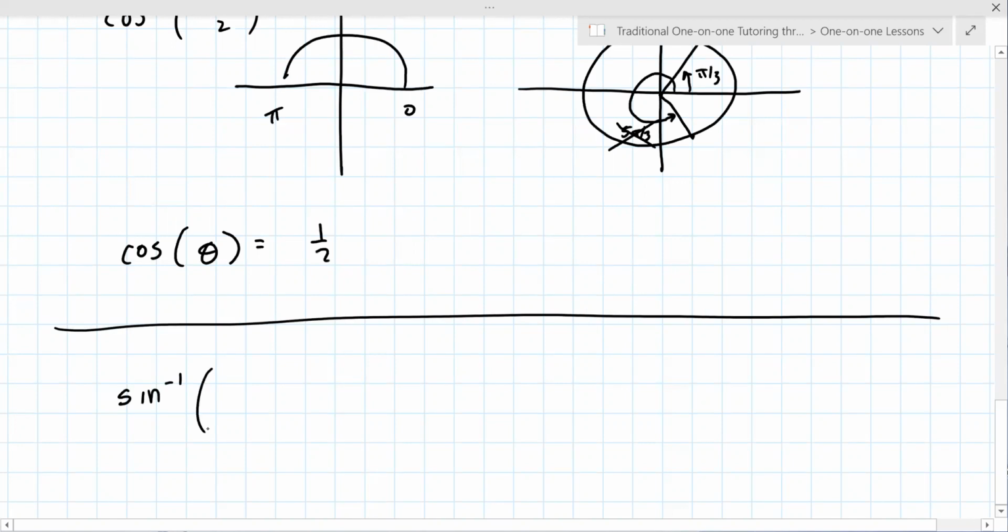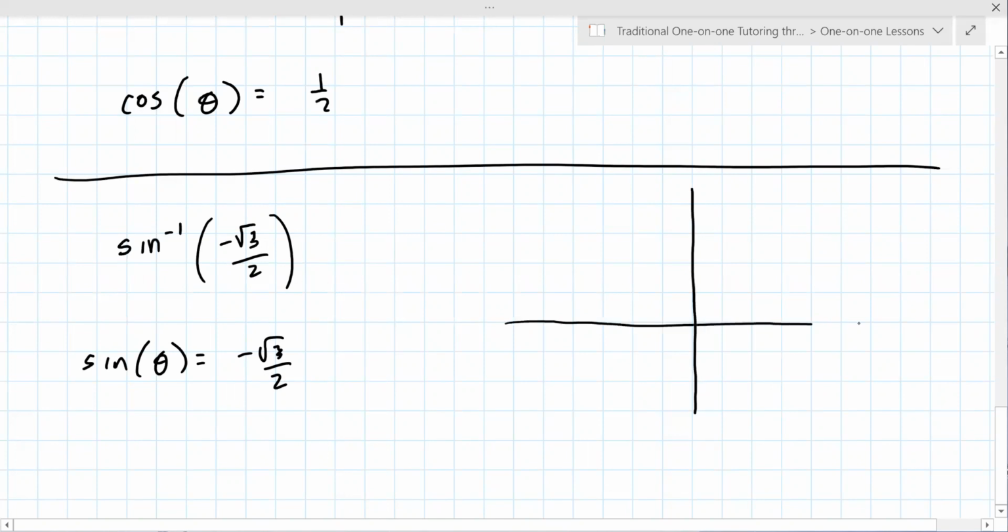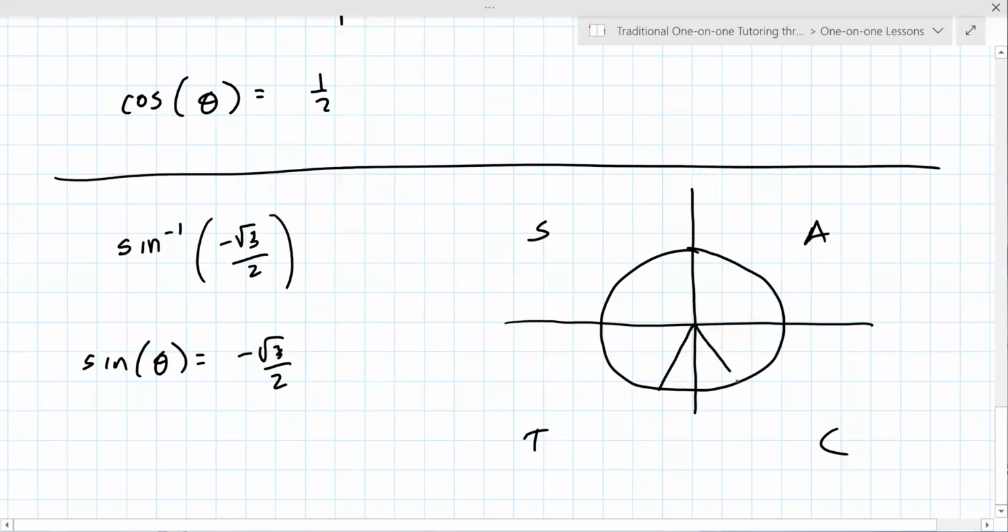So let's do sine inverse of negative square root of 3 over 2. Again, it's really saying the sine of what angle is minus square root of 3 over 2. This is what you think, but you don't write because it's not completely correct. You go to the unit circle and draw it, and sine is negative, ASTC. It's negative in the third and the fourth quadrant. That's the y value, so you're looking at that one and that one right there.